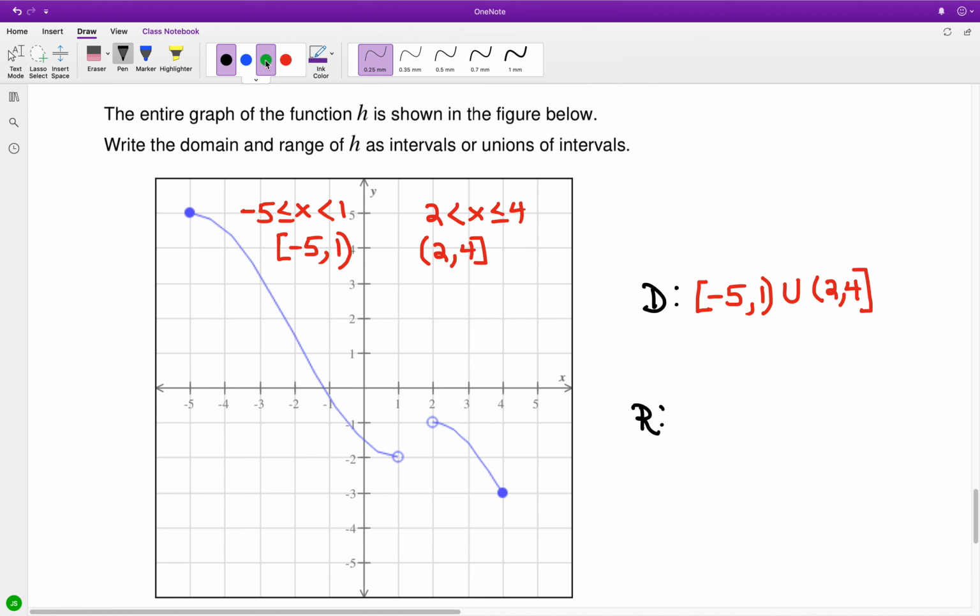Now, in the case of the range, looking at what we have traveling in terms of y, for your bottommost y value you have -3. And since we have a closed point, it is less than or equal to y. And as we're traveling upward, guess what? Now you have an open circle here, but we're looking at traveling along y.